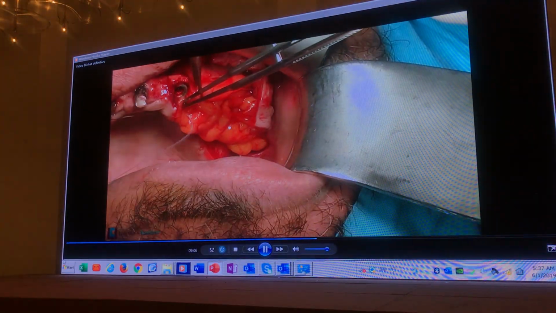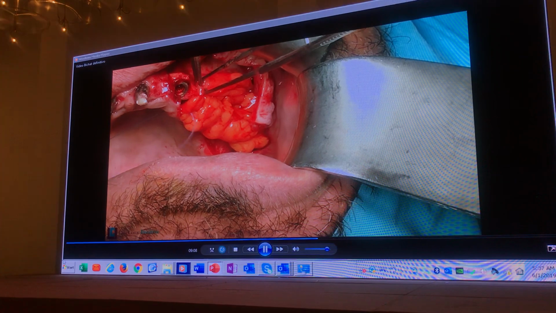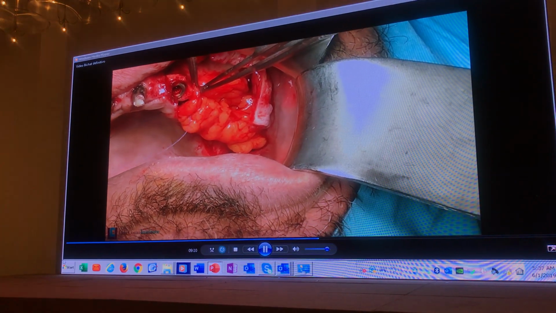And you see how he's now tucked it under the palatal flap. That's the suture.